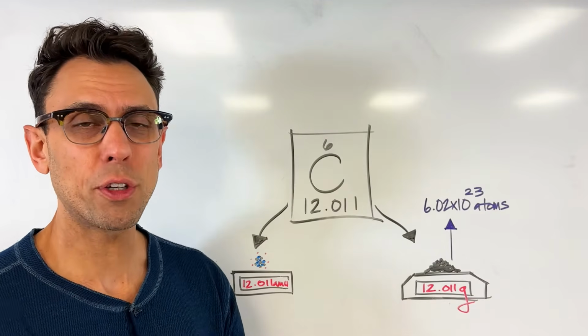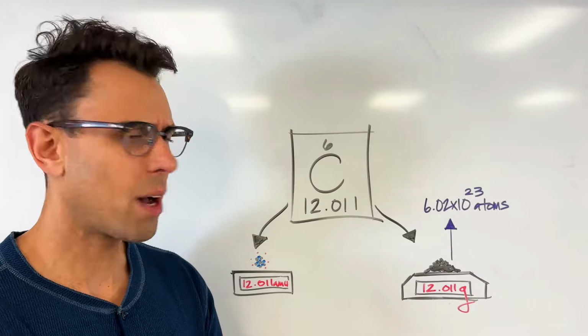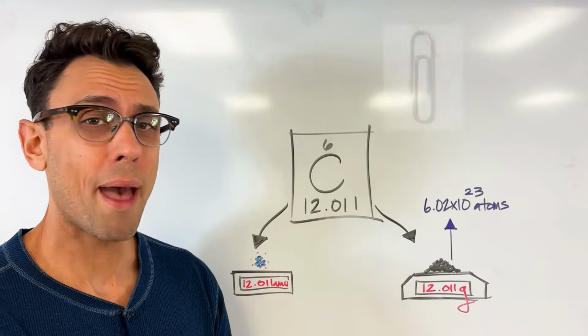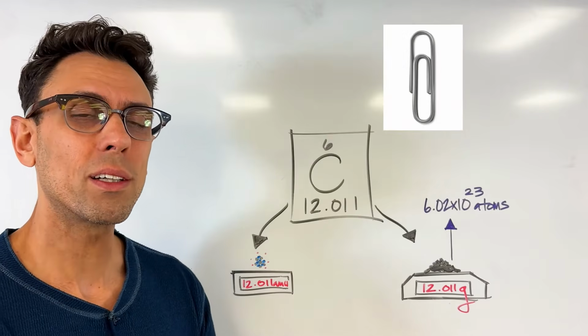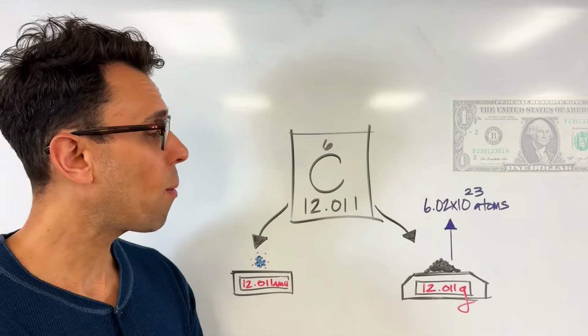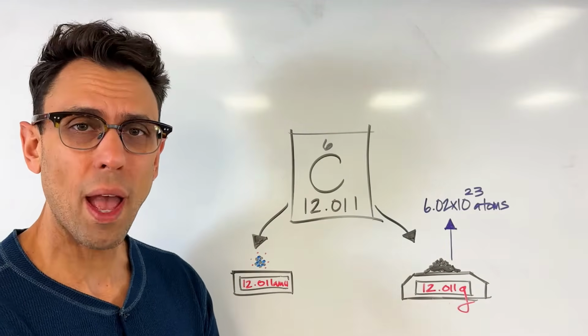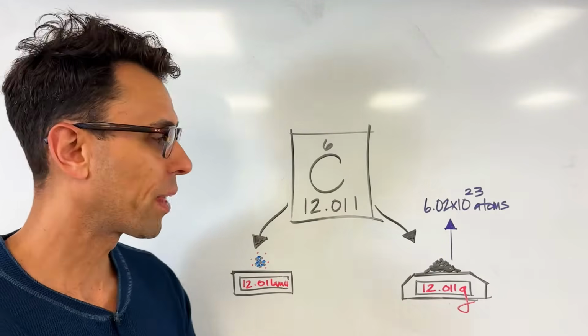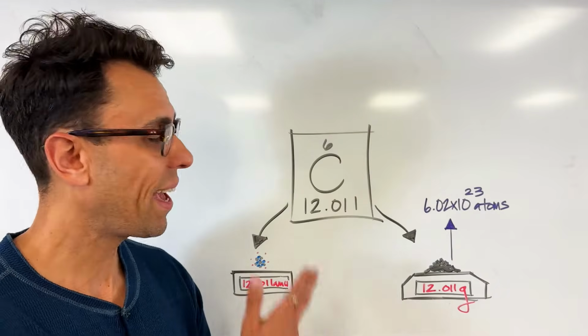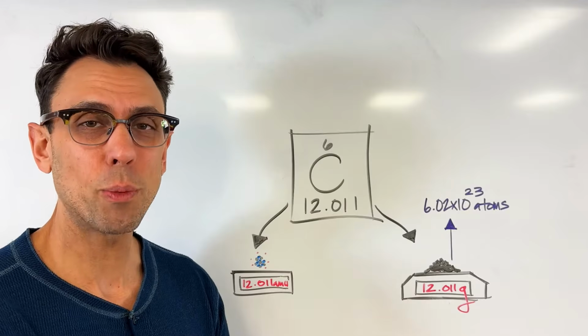Now, as a reference, if you're not sure how much a gram is, how heavy is about 12 grams of carbon? 1 gram is about the mass of a paperclip or a single dollar bill. So for chemists, knowing how much a mole of atoms would weigh is really practical and useful. It's an amount we can see, it's an amount we could hold in the palm of our hand, and it's an amount we could weigh on a regular digital balance.